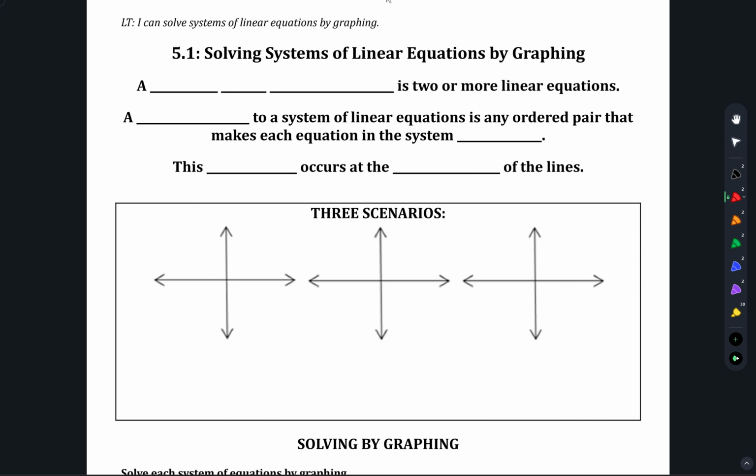We're talking about solving systems of linear equations by graphing. We haven't even learned this lesson, and it looks like all of us pretty much did exactly what we were supposed to do to find the solutions on these graphs. So that's awesome. We're already off to a good start.